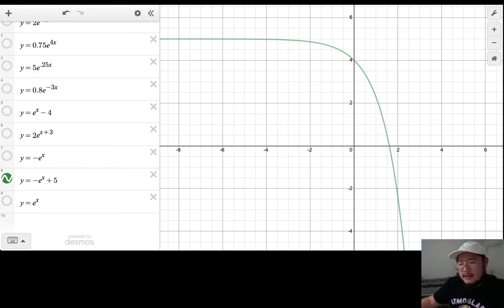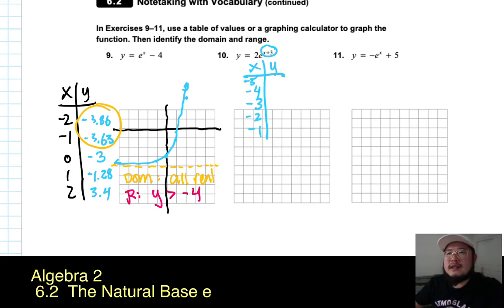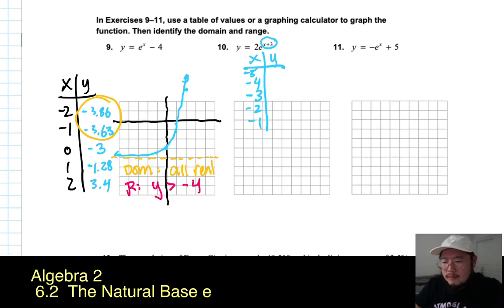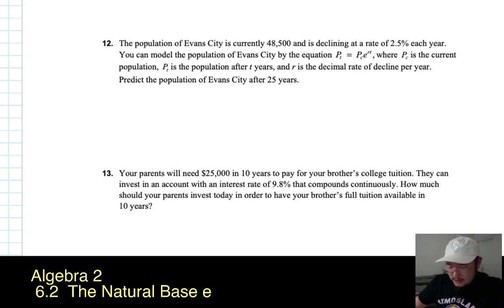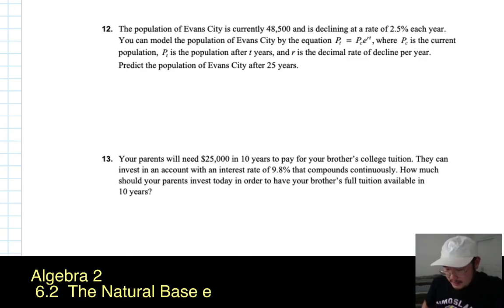All right, let's go ahead and go back over and take a look now at number 12. So this is where we use our equation that we had. A is equal to P E R T. P times E raised to the R times T. And so it says the population of Evans City is currently 48,500 and is declining. All right, so I'll take a look. 48,500 seems pretty darn important. Rate is a percentage each year.